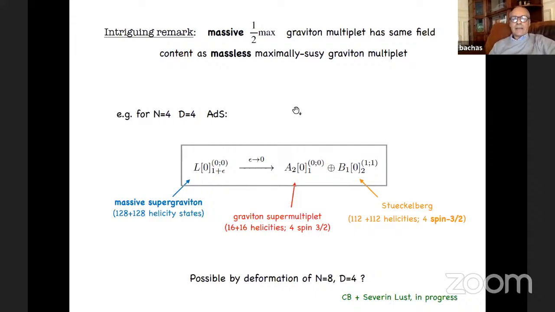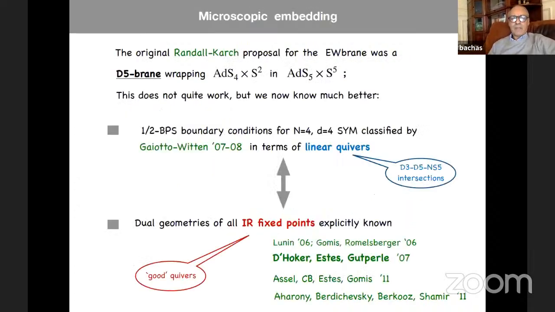There is also an intriguing remark for the cognoscenti, which is that the massive half maximal graviton multiplet has exactly the same content as the massless maximal supergraviton. So for instance, one may wonder whether N=8 supergravity in 4 dimensions can have a phase in which you get massive N=4 in AdS. I want to say something more about this. We work on this with Severin List.